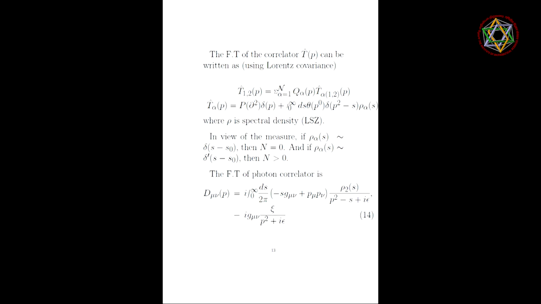So far we have not used any Hamiltonian, any Lagrangian. This is a general result. The Fourier transform of the photon correlator, the U(1) gauge theory, is the integral ds over 2 pi s of (g_{mu nu} minus p_mu p_nu over s) rho 2 of s divided by p squared minus s, plus the Feynman term minus i g_{mu nu} psi over p squared plus i epsilon. And you see, this is the Fourier transform of the photon correlator.